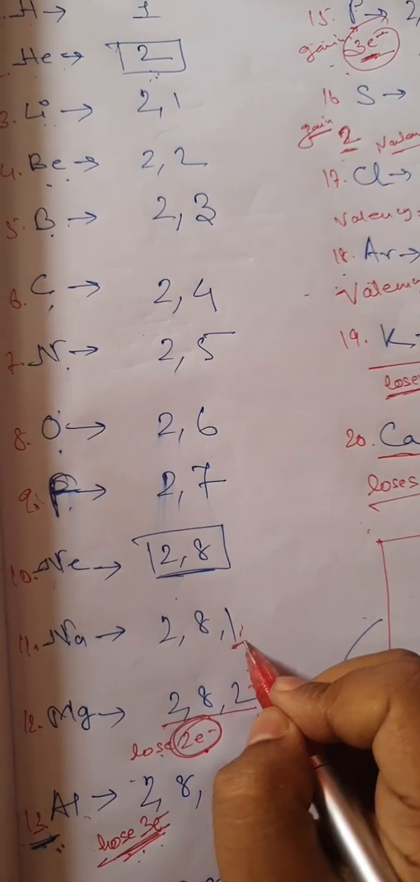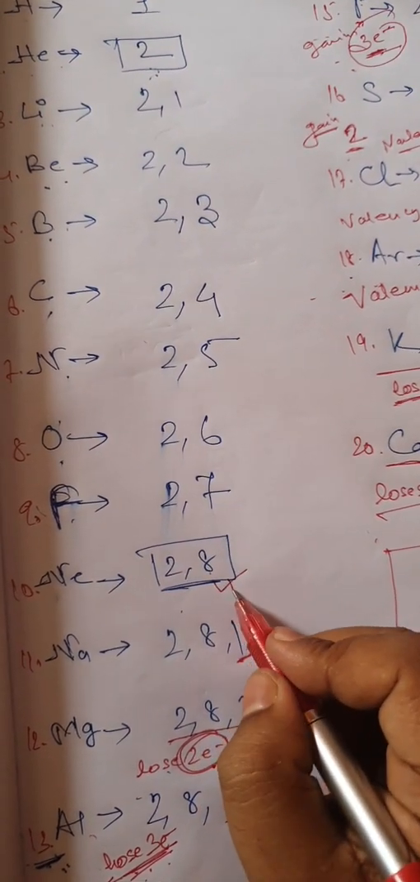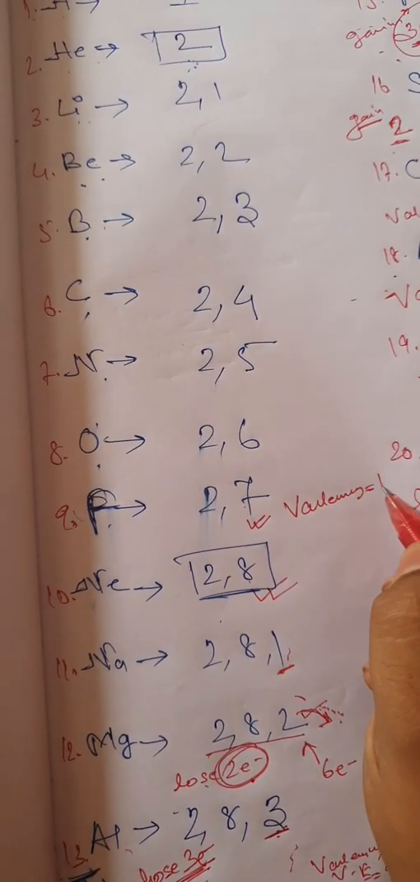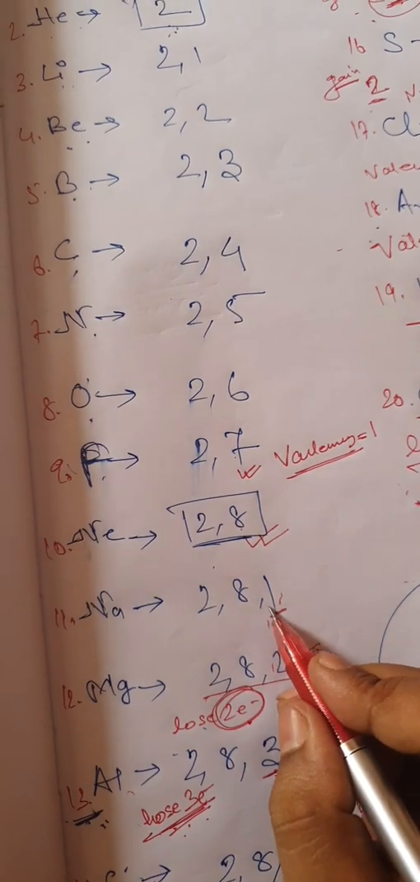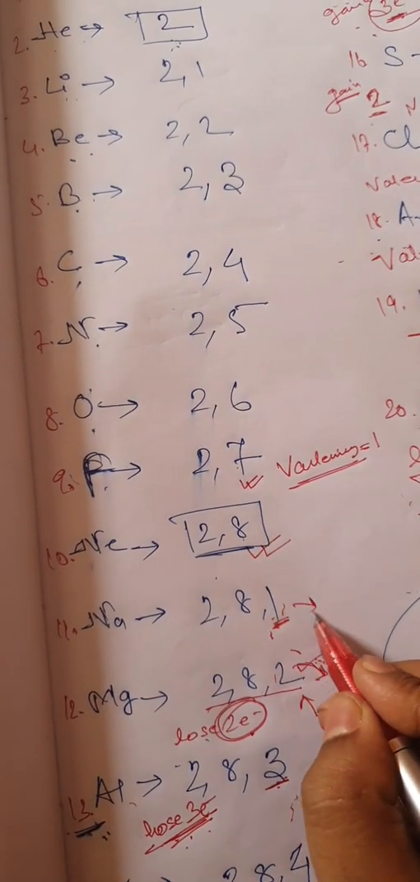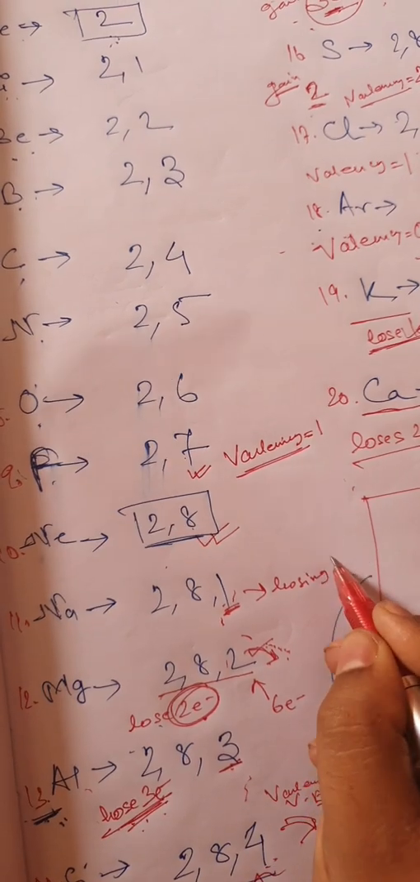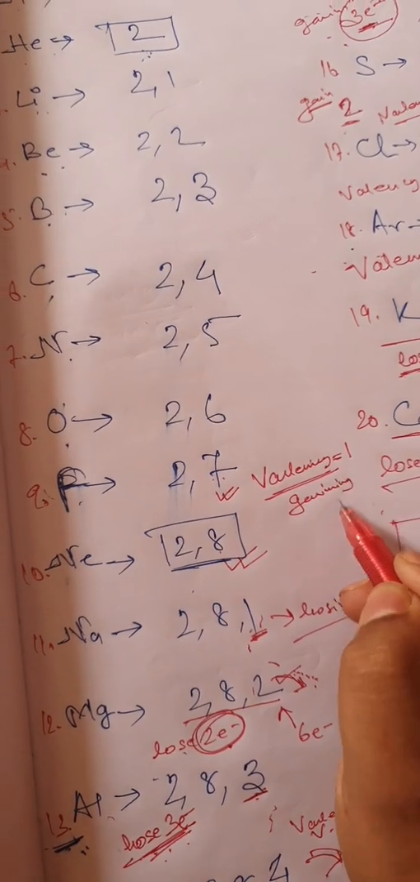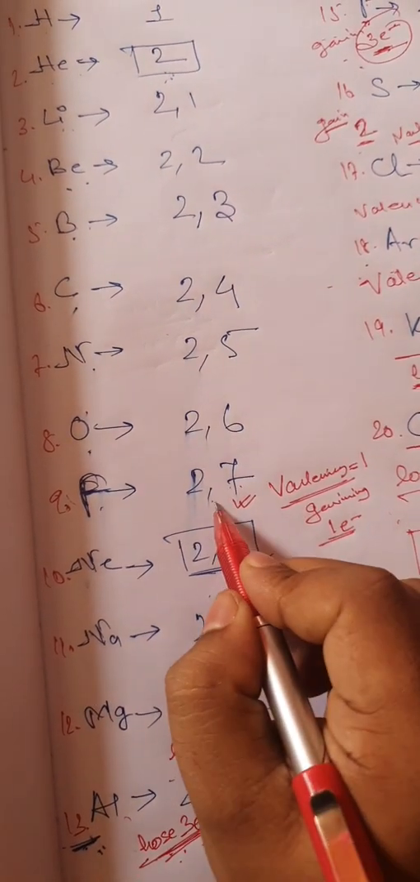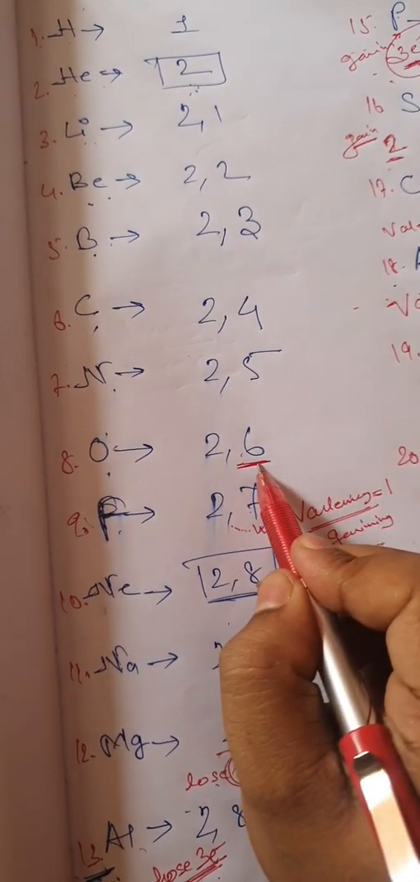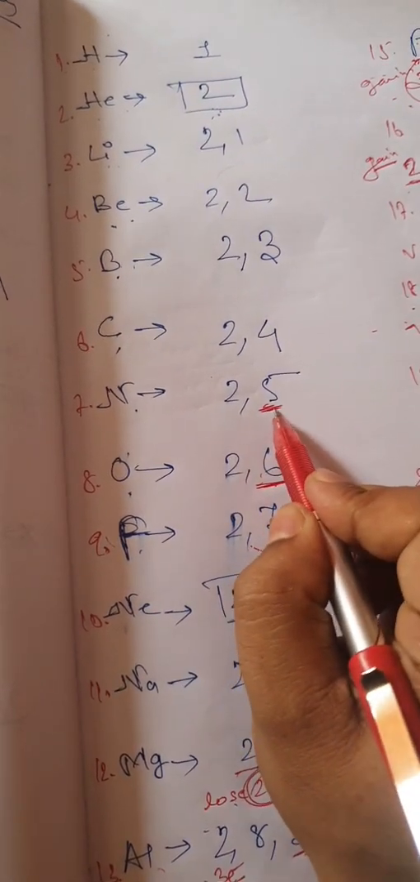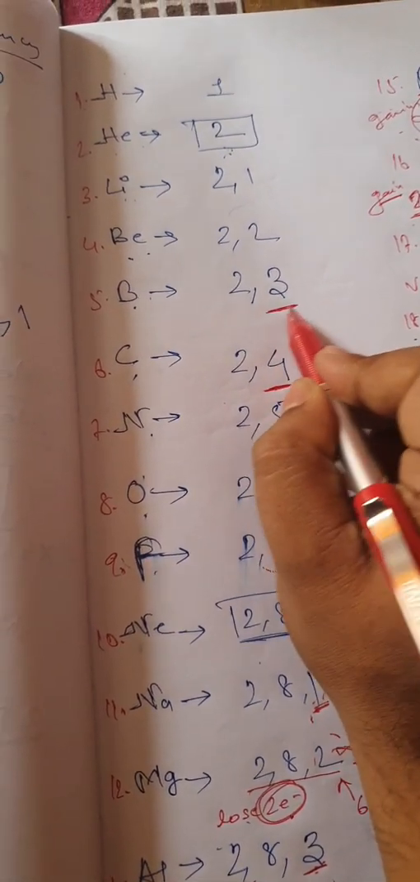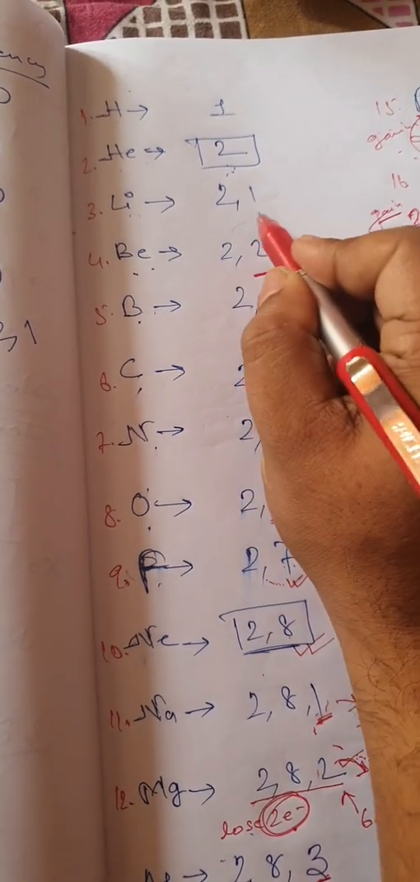Here the valency is 1, it will lose 1 electron. Here the valency is 0. Here the valency is again 1. Again valency 1. But what is the difference between this valency 1 and this valency 1? Here the valency is 1 because it is losing 1 electron. Here the valency is 1 because it is gaining 1 electron. In the same way here the valency will be 2, it gains 2 electrons. Here the valency will be 3, it will gain 3 electrons. Here the valency will be 4, it will share 4 electrons. It will lose 3 electrons, it will lose 2 electrons, it will lose 1 electron.